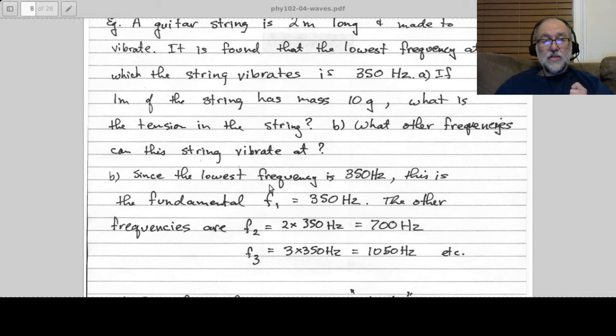If the lowest frequency is 350 hertz, that's the lowest frequency, that's your fundamental. The next frequency at which it can vibrate is twice 350 or 700 hertz. Okay, and then the next frequency would be 3 times 350, or 1050 hertz. Okay, so it's going to be 350 times whatever integer. So 350, 700, 1050 hertz, and then it'd be 4 times 350, then 5 times 350, and so on. And those are all the frequencies. Okay, now let's do part A.